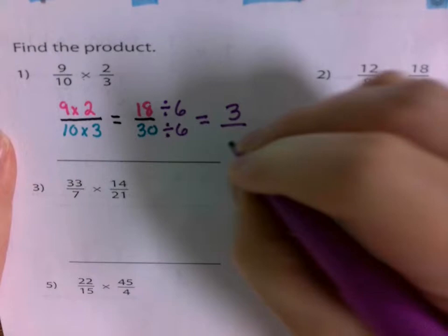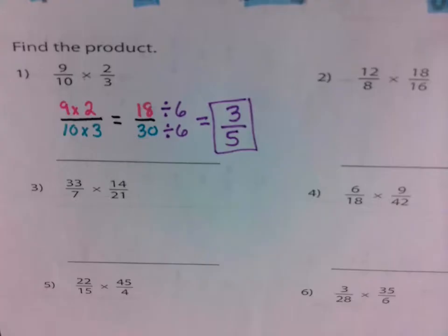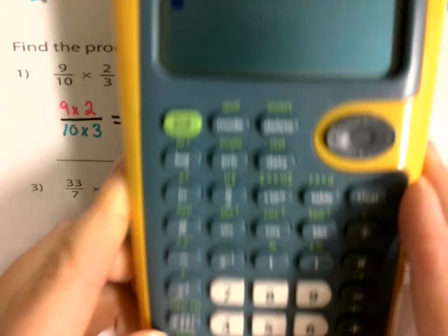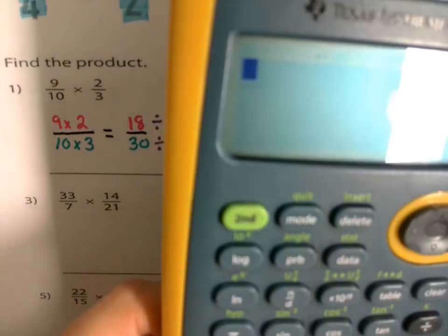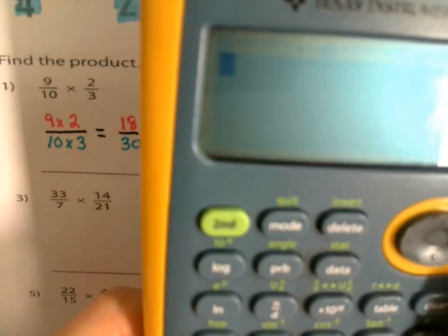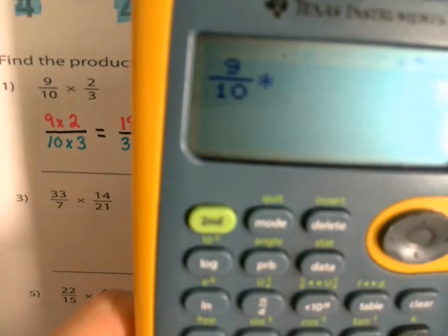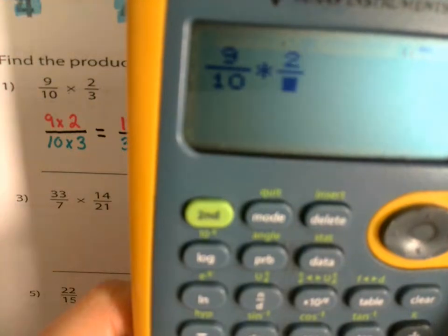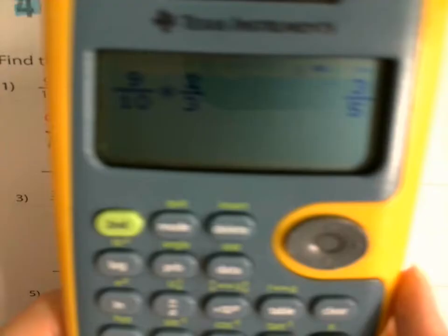And like always, we would want to check it inside of our calculator just to make sure that we've done everything correctly. I would type into my calculator here, and it's hard to see, the light's so bad, 9 over 10. Oops, sorry, 9 over 10. Then I multiply it, so I hit my multiplication button, and then 2 over 3. 9 over 10 times 2 over 3, hit enter, and look what we get. We get 3 over 5. So we did do it correctly.